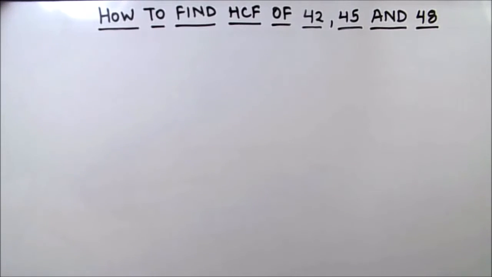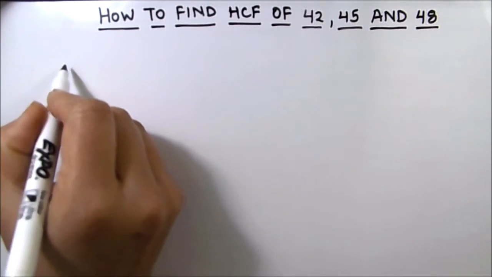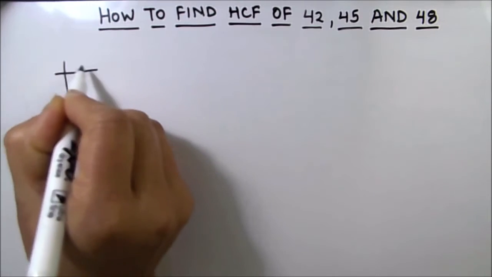HCF is also known as the greatest common factor and it is the number which divides all the three numbers fully without leaving a remainder. Let's start by doing the prime factorization of the numbers.